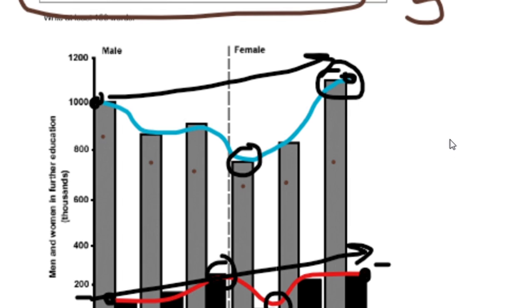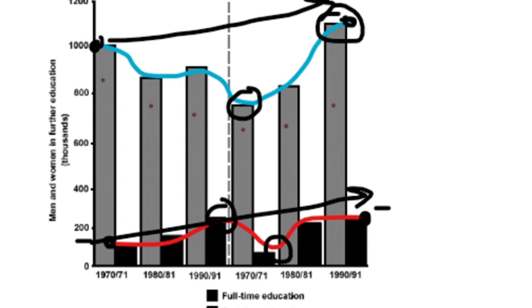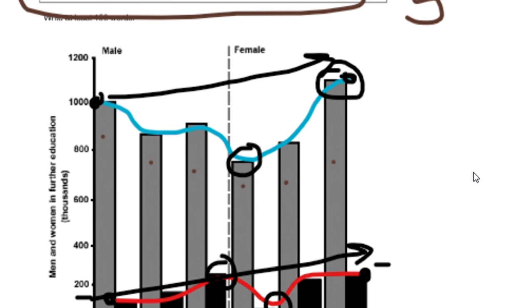But there is another overall trend here, which I think is more interesting and definitely relevant and something that you have to notice and mention. And that is the number of people who are in part-time education far exceeds the number of people in full-time education. Yes, so the black boxes here demonstrate full-time education. The grey boxes here demonstrate part-time education.